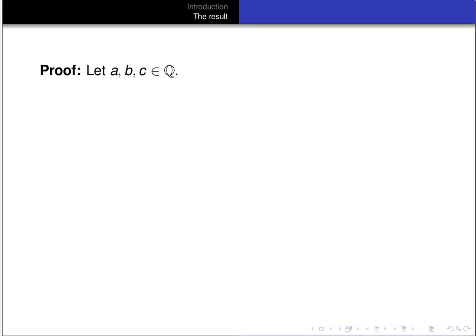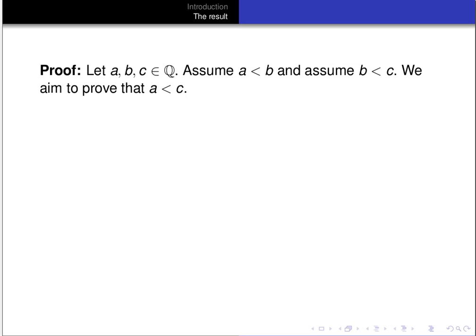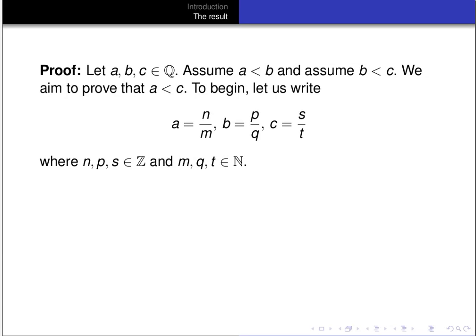Let's start with three rational numbers, a, b, and c. Let's assume that a is less than b, and that b is less than c. Then, to prove that the ordering is transitive, we have to show that a is less than c. To get started, let's write a as the rational number n over m, b as p over q, and c as s over t. In particular, all of the numerators n, p, and s are integers, and all of the denominators m, q, and t are natural numbers.